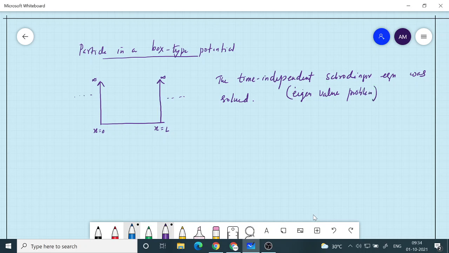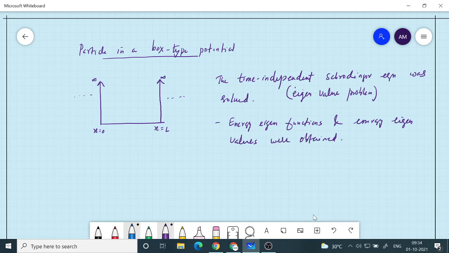So that was solved, and after solving this eigenvalue problem, we got what are called eigenfunctions, which we call energy eigenfunctions, and each energy eigenfunction has a corresponding energy eigenvalue, which are the values of energy that are allowed for the particle inside this box, or the box type potential. The eigenvalues were obtained.